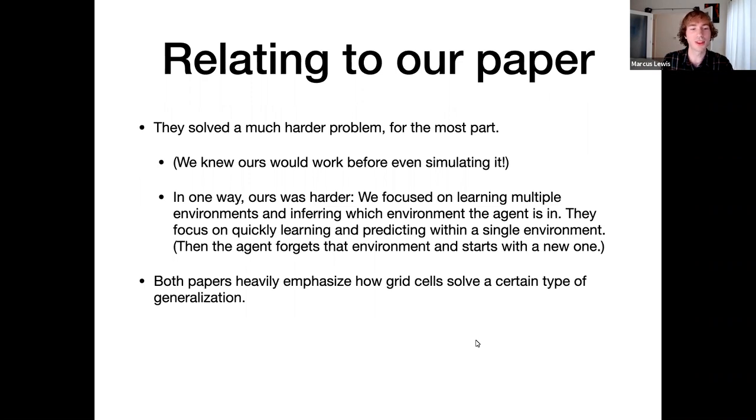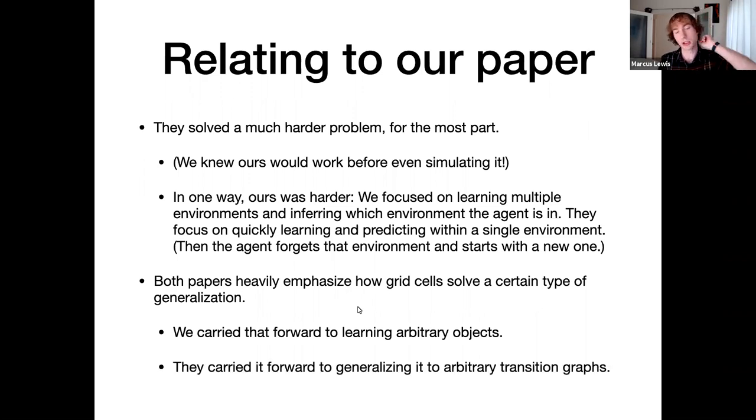One thing we both drive home with figures is that grid cells enable a certain type of generalization. You could call it sensory motor prediction: given a sequence of inputs and movements, you can predict the next input. Solving that general problem is something we both talk about a lot. We carried it forward to learning arbitrary objects and saying that this could happen at other parts of cortex. They carried it forward to generalizing to arbitrary transition graphs.